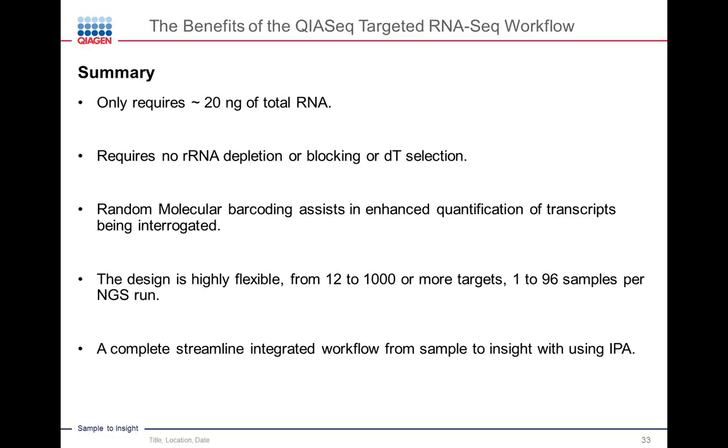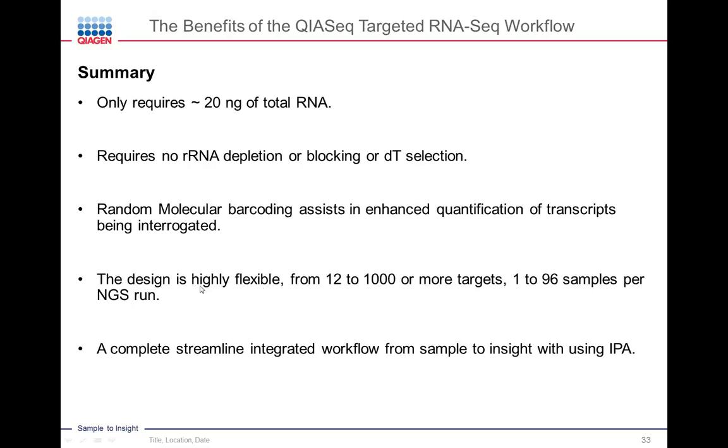So as a summary, the benefits of the QIAseq targeted RNA panels and workflow: you require very minimal total RNA. This is unmanipulated total RNA. You don't have to enrich for mRNA. You don't have to block any ribosomal RNA. You take the RNA as is and throw it into the workflow. Random molecular barcodes assist in the enhanced quantification of transcripts being interrogated, because they overcome the issue of PCR duplicates and the inefficiencies of amplification, so you actually get a better assessment of the gene expression levels that you're looking at.